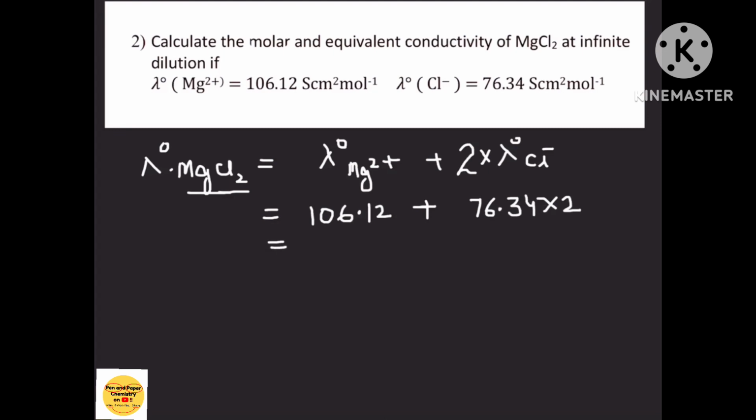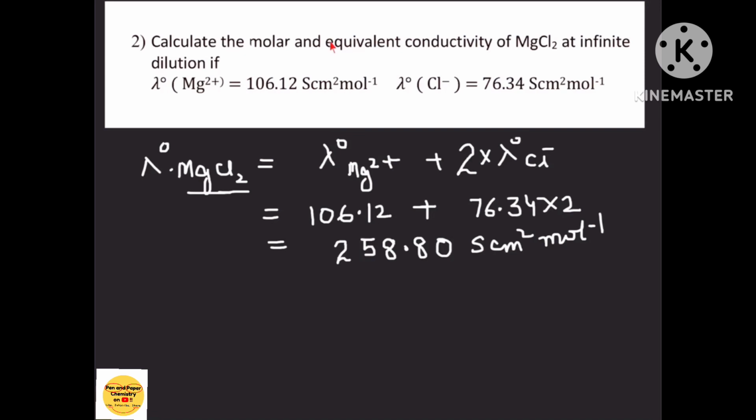I am waiting for an answer from you. Go ahead. Yes, I like it when you do it yourself. Very good. Yes, we've got the value of 258.80 Siemens centimeter square per mole. Right? Now, coming to the second part of the question.